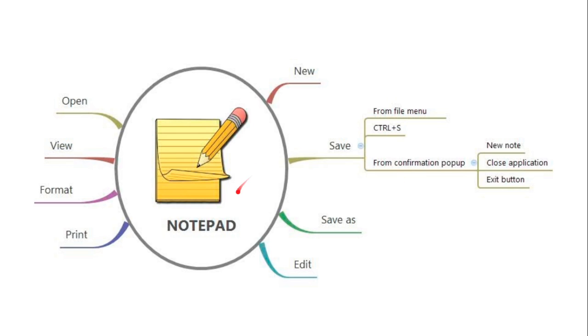So I start exploring the Notepad application, right? Since I'm doing exploratory testing, I actually see that save can be a functionality that can be accessed from the file menu. I can use the hotkeys Control plus S. I can also save from the confirmation pop-up, right? This is basically my exploration part, and I start adding my test ideas on the branches.